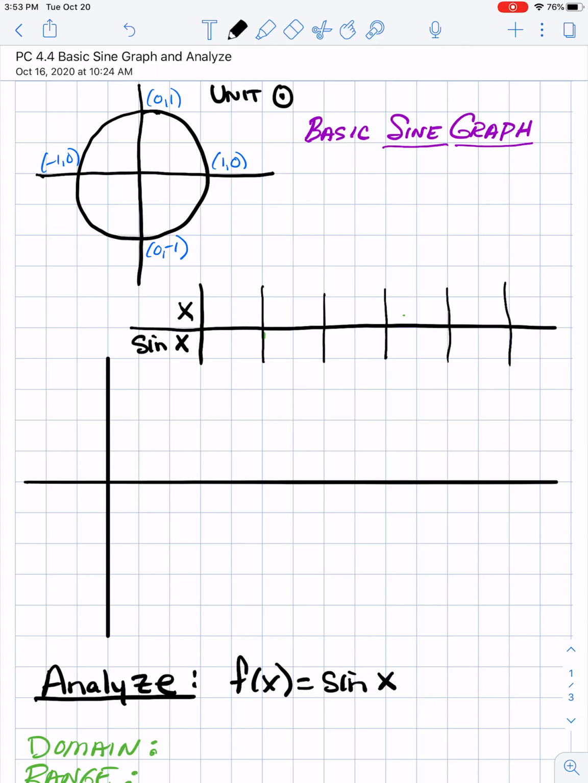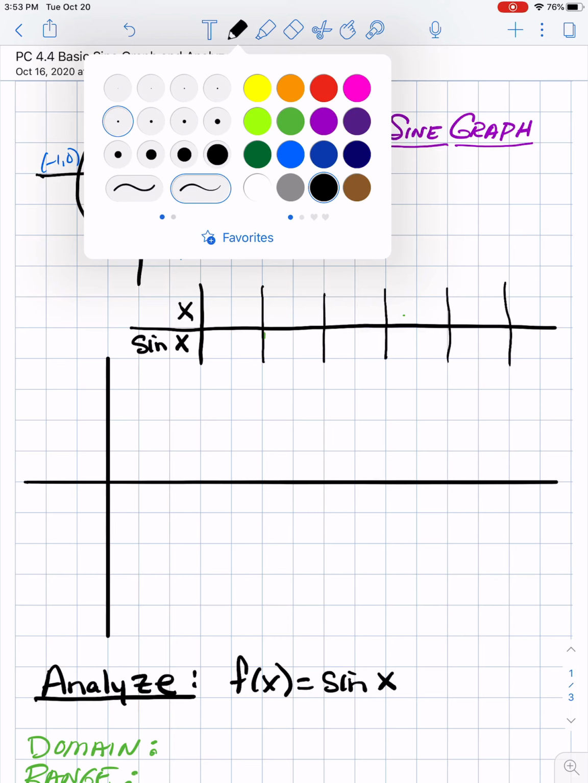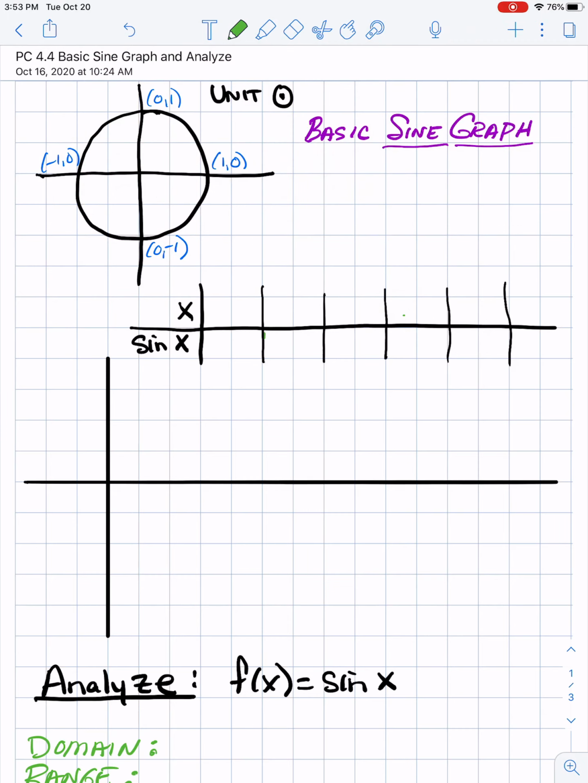We are going to take a look at how to draw the graph of the sine function. So I want to start out with thinking about the unit circle, which I sketched for you here before you joined me. I just want to go around here and look at our quadrantal angles. So let's start here. We have 0 degrees, or 0 radians.